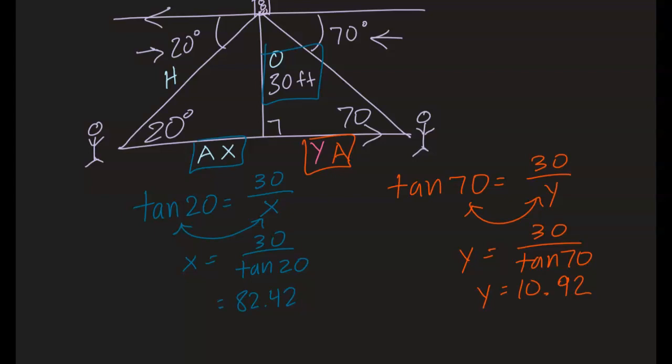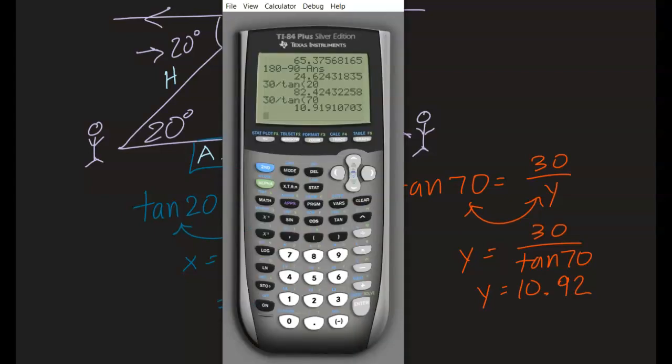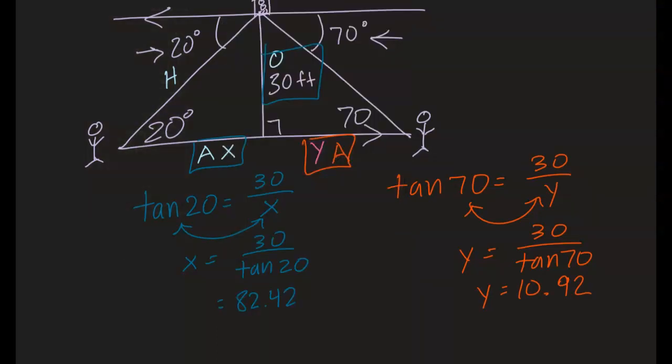Degree mode. A is just adjacent. Okay, let me plug that in. So from here, what do I have to do? Am I done? You circle these and done?